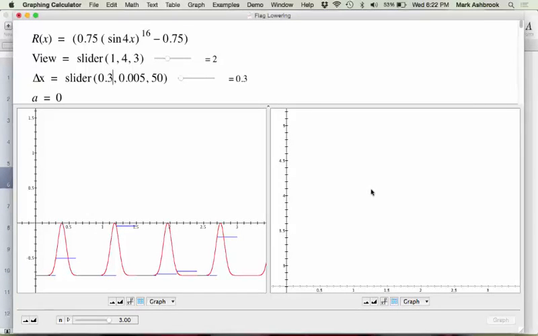So here is that changing rate function for lowering the flag. The red is the actual realistic rate function. And now I'm showing a pretend rate function with constant rates where delta x is 0.3, and I'm using a left approach. Okay, so the blue step function is delta x is 0.3.